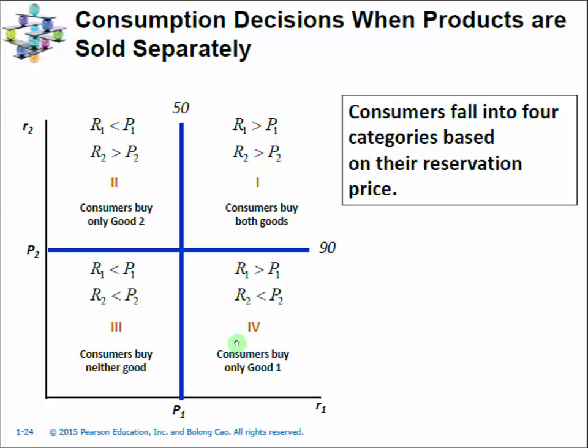The consumers in the fourth region, this southeast region, only purchase the spreadsheet because in this region, the consumers have a reservation price that is less than $90 for the word processor, but the reservation price is higher than $50 for the spreadsheet. So the consumers in the fourth region only purchase the spreadsheet, not the word processor.